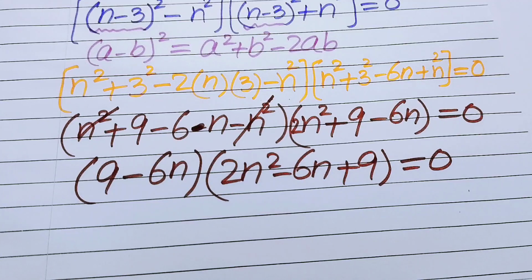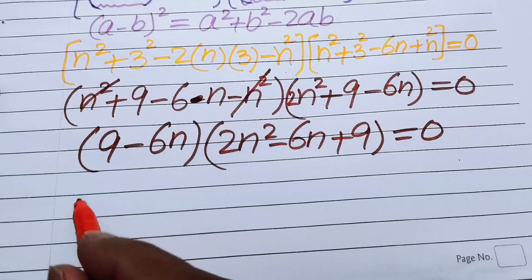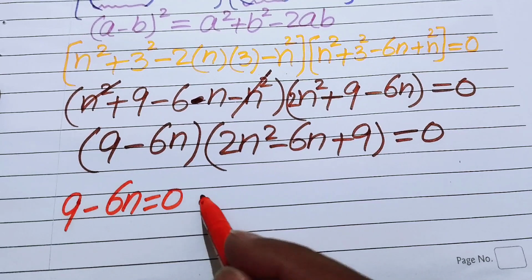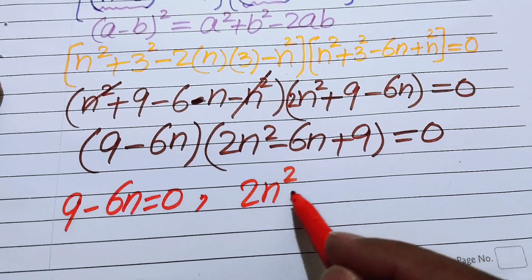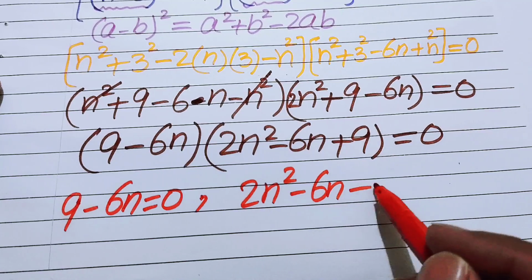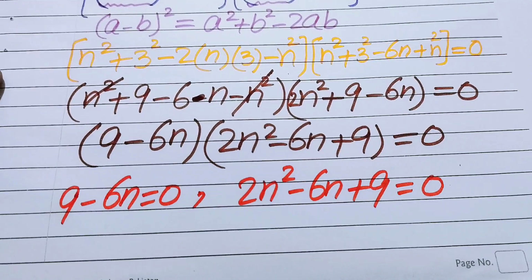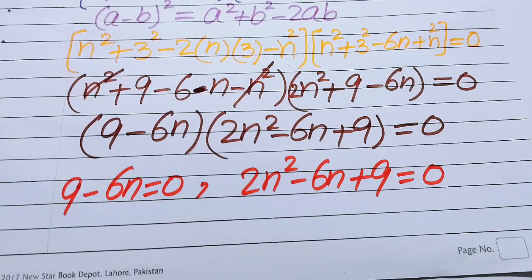So here we have two cases. The first case is, we write 9 minus 6n equals 0, and the other case is we write 2n squared minus 6n plus 9 equals 0. So we have these two cases and we solve these two cases and we get the values of n. Now first we move towards case number 1.